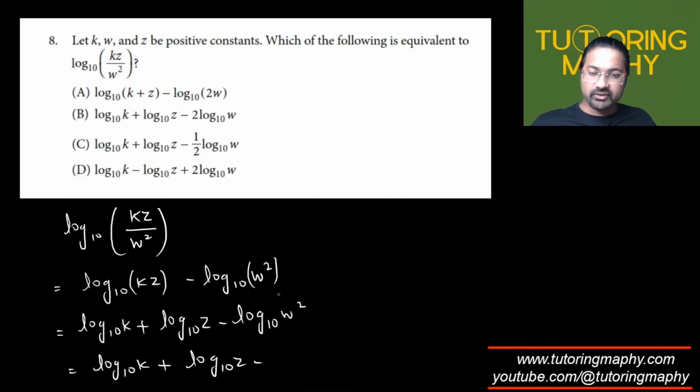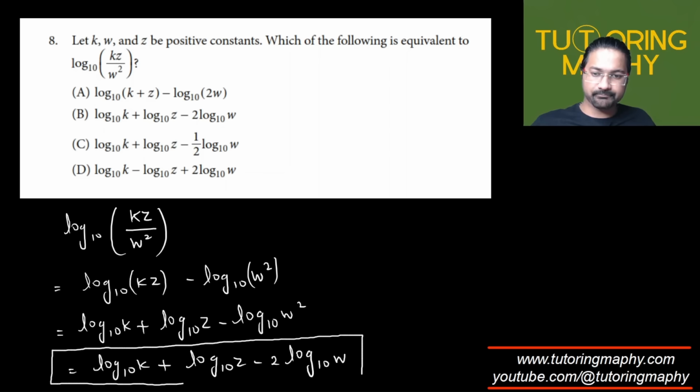Then we have a property of the log, that if you have a log of something which is raised to a power, then that power just drops outside and sits as a coefficient. So this 2 is going to drop outside, and it's going to look like 2 times log of w with base 10. This is our final answer. If you look at the options, log of k plus log of z minus, that's option B, correct? Yeah, that's option B, that's matching. I hope this one makes sense.